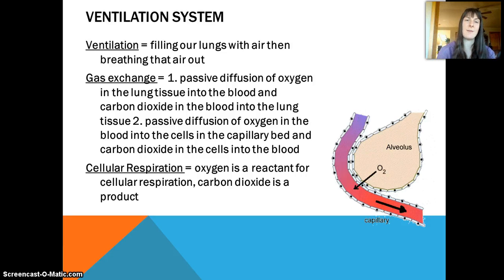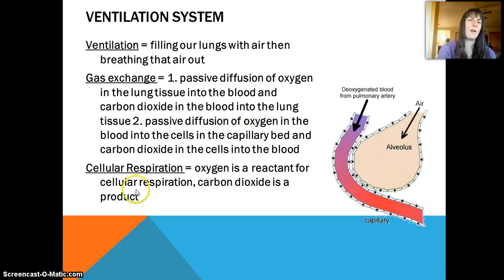So we know one of the big jobs of the blood is to move carbon dioxide out and oxygen in to each one of the cells, and that requires the ventilation system. So the ventilation system actually works at several different scales. First, there's this process of ventilation, which is just the breathing in, the breathing out at the largest scale. Then if we go a scale smaller, we're talking about gas exchange, which is the passive diffusion of oxygen in the lung tissue to the blood and carbon dioxide to the lung tissue. And additionally, that same passive diffusion back and forth within the cells from the capillaries.